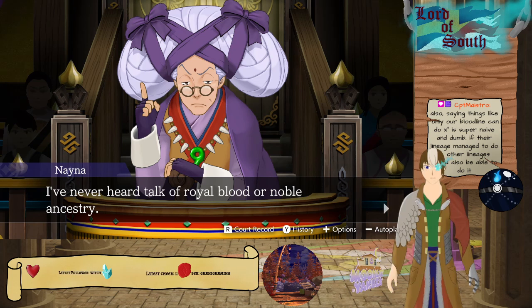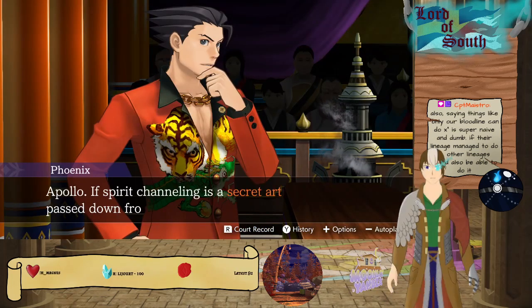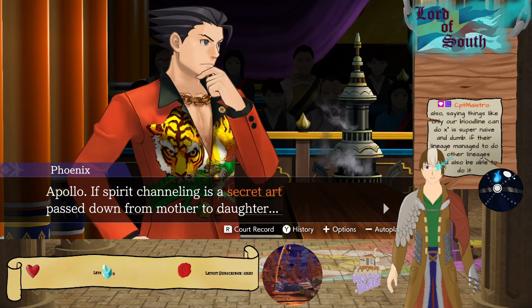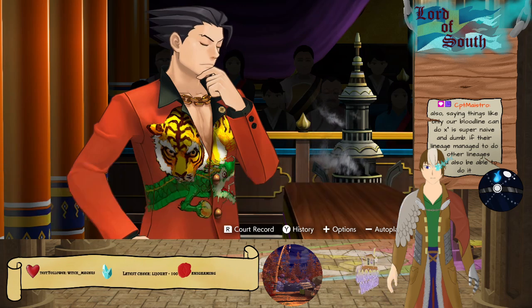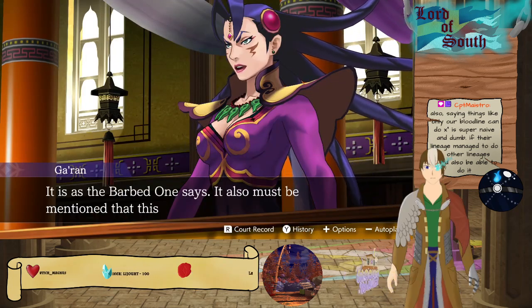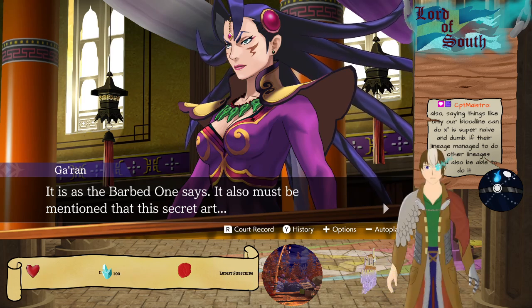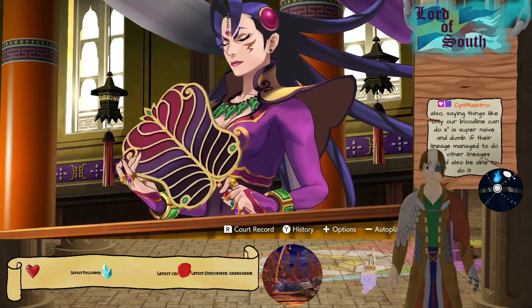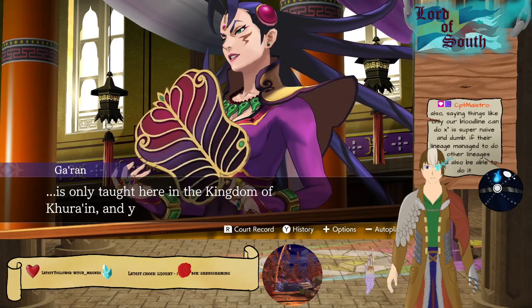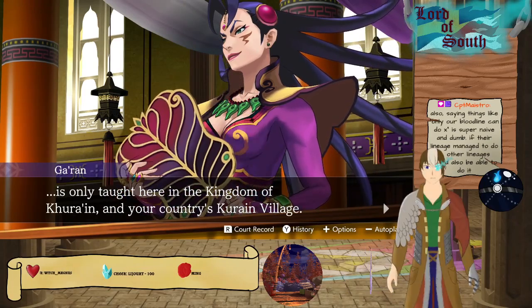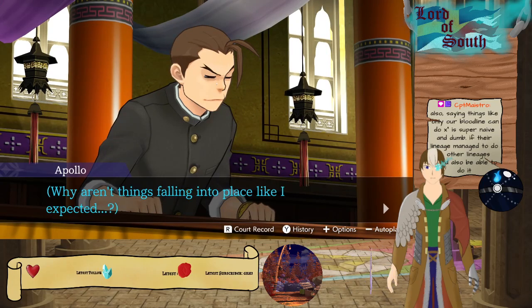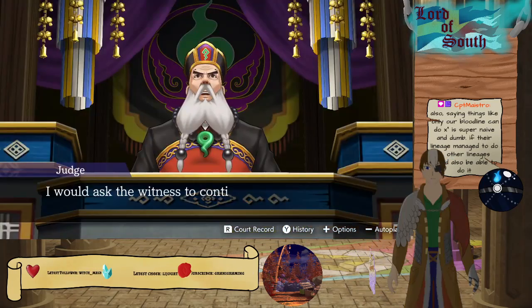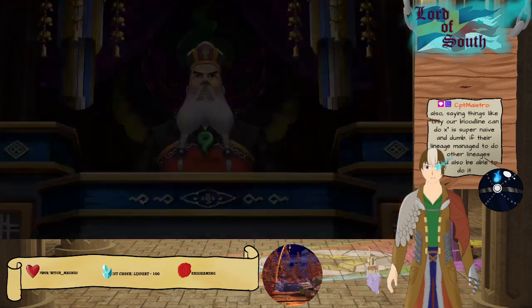I have never heard any talk about royal or noble ancestry. Apollo, if spirit channeling is a secret art passed down from mother to daughter, then even with royal ancestors, it would be impossible to learn without the right training. It is as Barber once said. It also must be mentioned that the secret art is only taught here in the Kingdom of Khura'in, in your country's Khura'in village. Why are things falling into place like I expected? I would ask the witness to continue her testimony.